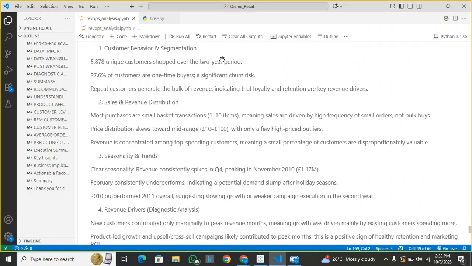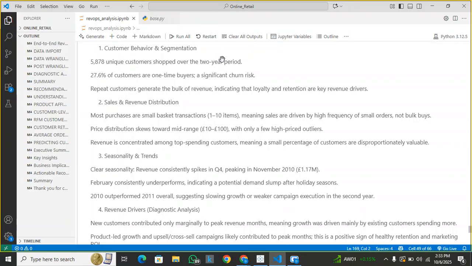In the aspect of customer behavior and segmentation, 5,878 unique customers shopped over the 2-year period. 27.6% of customers are one-time buyers, a significant churn risk, which we've seen. Repeat customers generate the bulk of revenue, indicating that loyalty and retention are key revenue drivers.